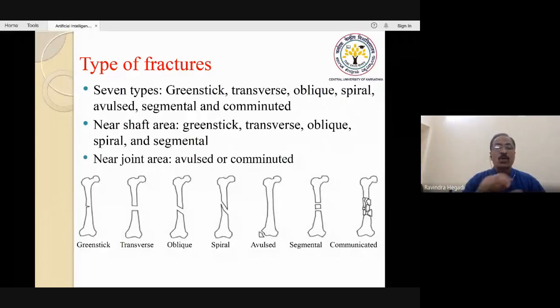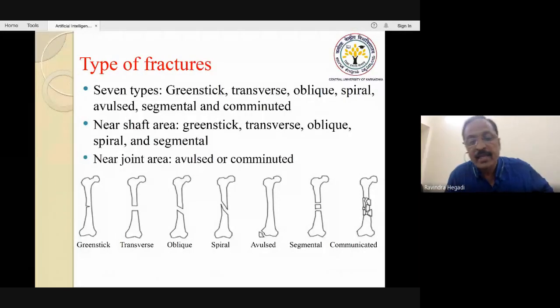Okay, if it is broken spirally, then it is called spiral. If the break happens at the end part of the bone, then it is known as avulsed fracture. Suppose there are multiple pieces, say 3 parts, where 1 part has come out, then it is called segmental.